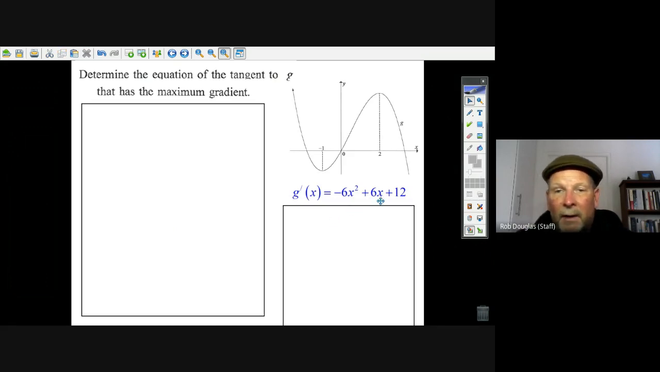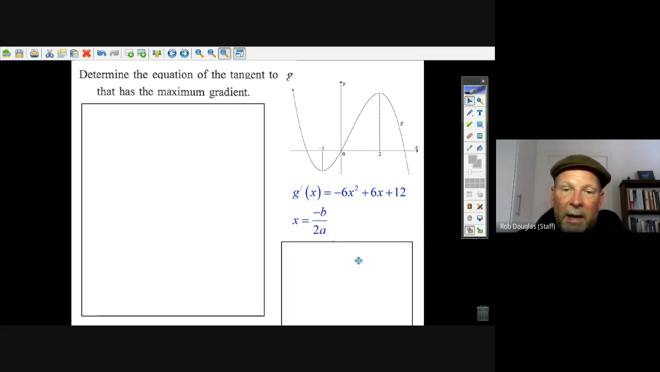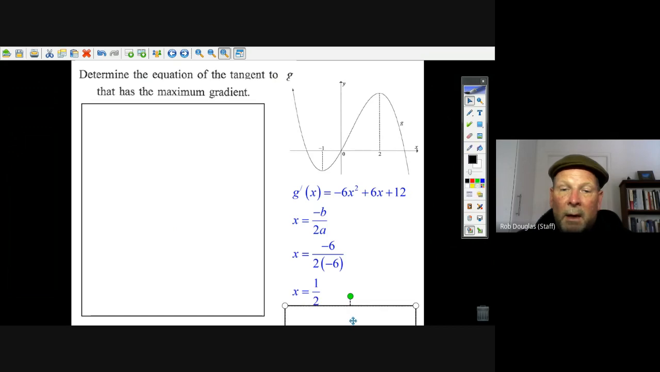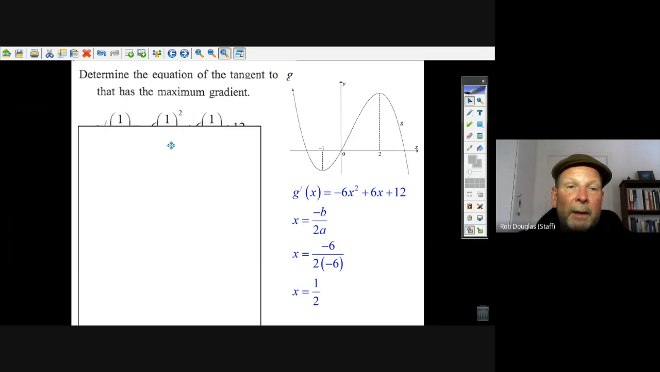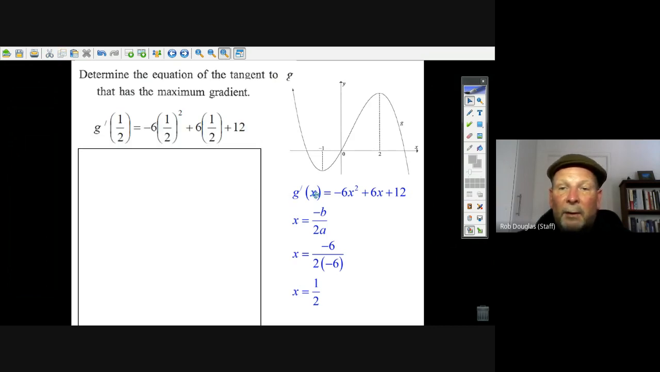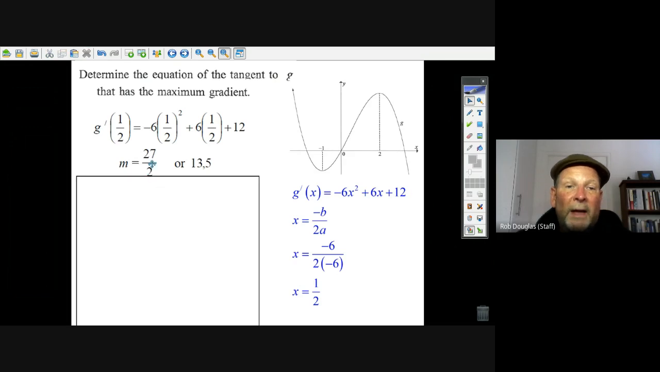You've got the derivative. What's the maximum value of this? Well, it would happen at minus b over 2a. This is an unhappy parabola, this equation. And minus b over 2a gives me, oh, the maximum will occur at a half. So let's put that into the derivative formula. Let's put a half in and see what number we get.